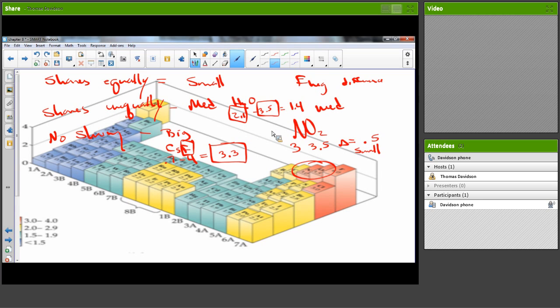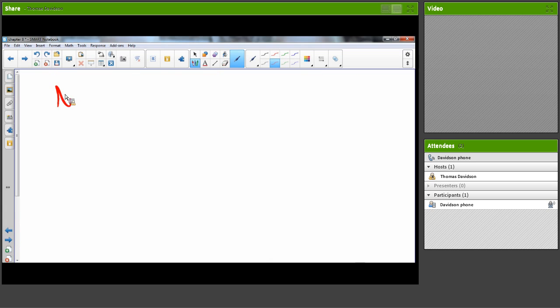All right, now, I'm going to put this little slide up, but you don't have to have this memorized, just feel it. To be nonpolar, you should have a difference between 0 and 0.6. To be polar, you should have a difference between 0.7 and 1.5.